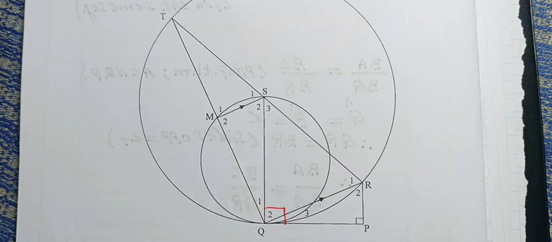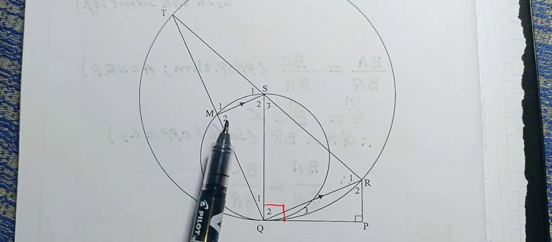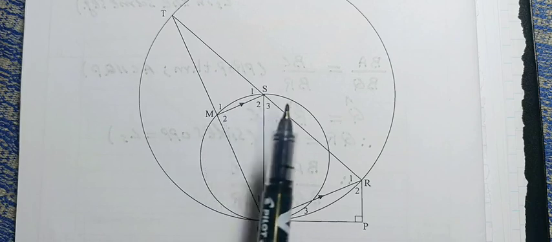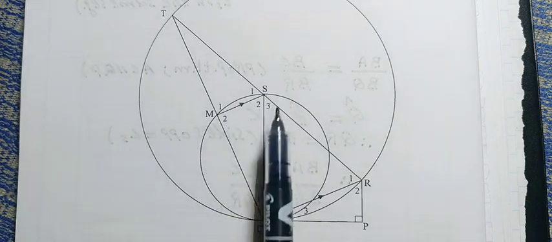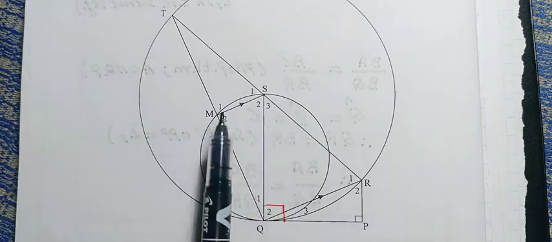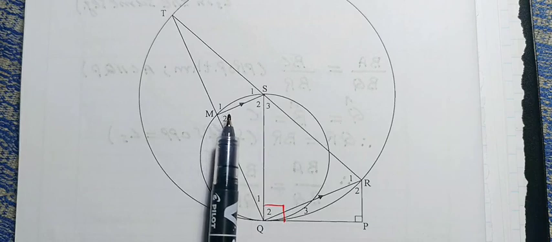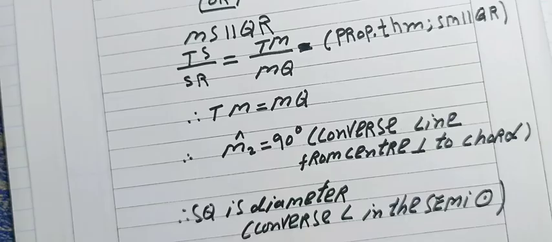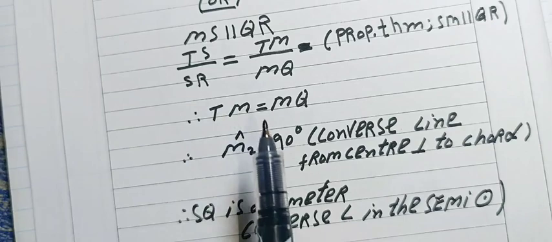So now, therefore we can say SQ is a diameter, converse angle in the semicircle, because M2 is going to be 90 degrees. Then SQ, have a look here, SQ. So this is angle in the semicircle, M2. So we can use this as well.